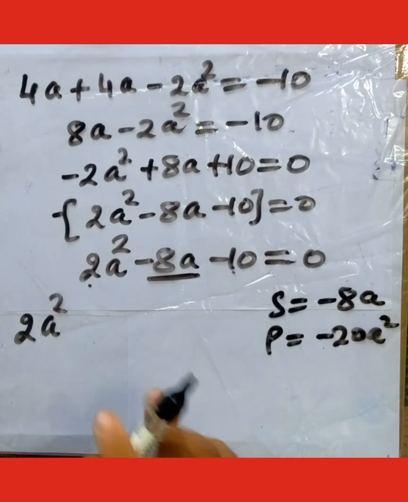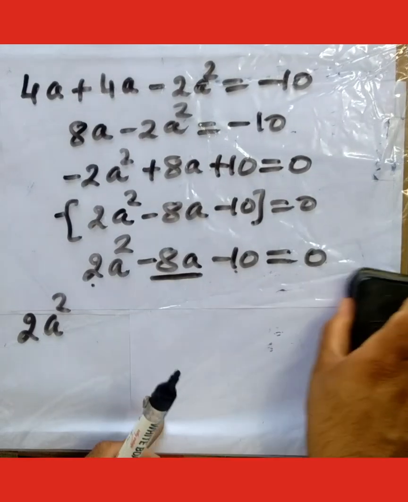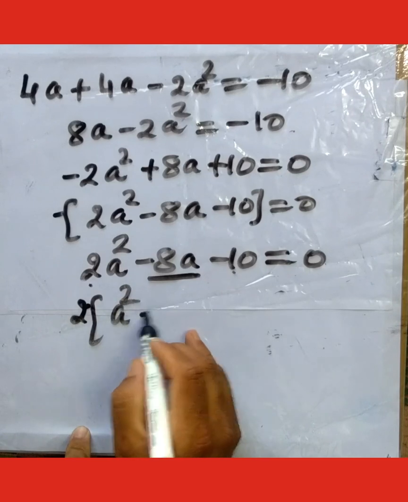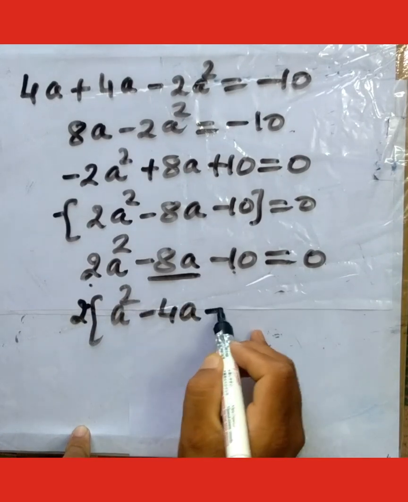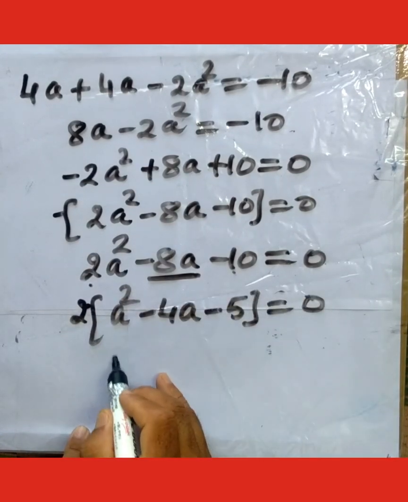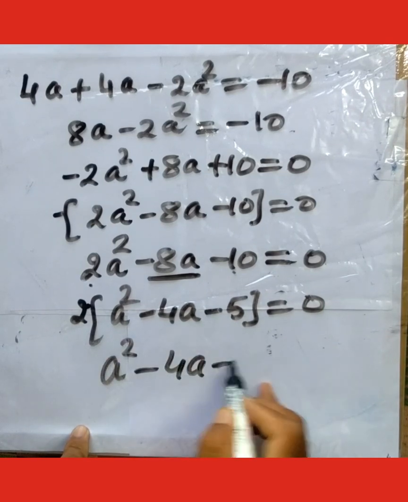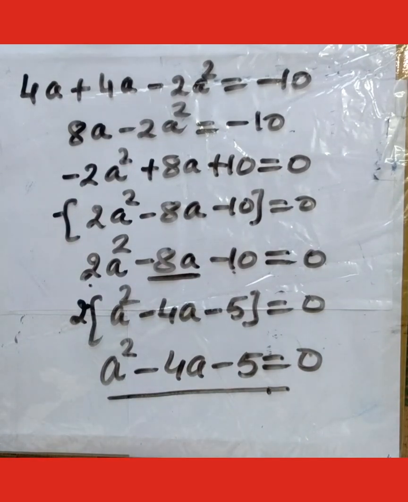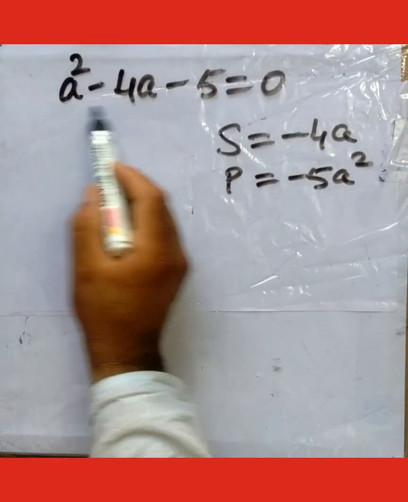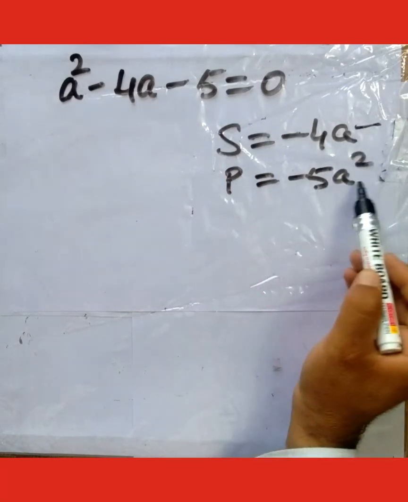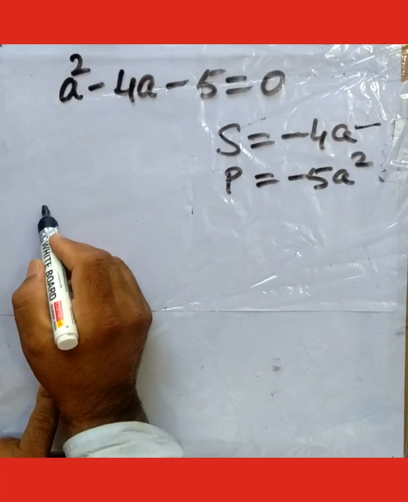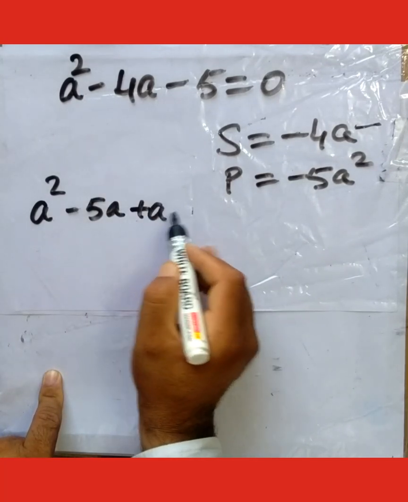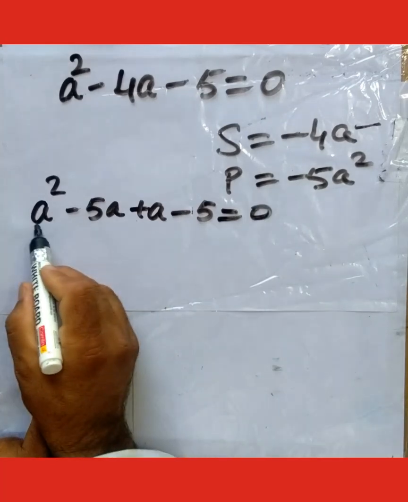I think I will have to take 2 as common, because the equation becomes simpler. So taking 2 as common, that is a² − 4a − 5 = 0. Now solving this quadratic equation, the sum comes out to be −4a and the product is −5a². So a² − 5a + a − 5 = 0.